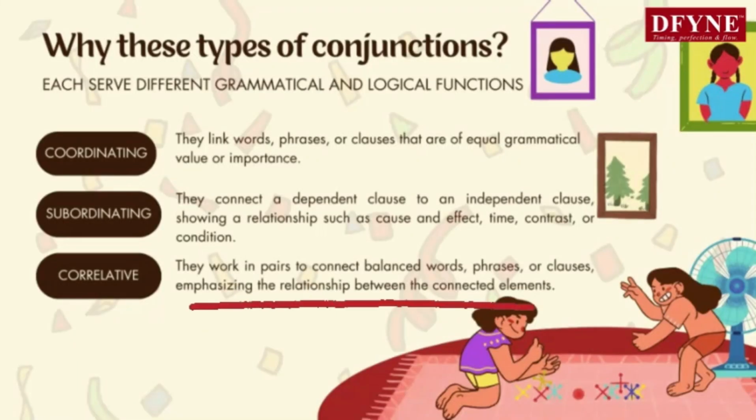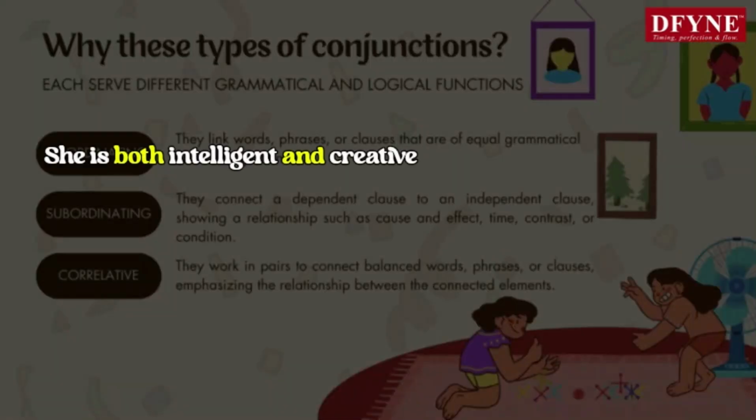Now, the function of correlative conjunction pairs is to provide a way to show that the two connected elements are interdependent, or to give them equal emphasis. She is both intelligent and creative. Here, intelligent and creative are equally important qualities that are combined using the correlative pair, both and.